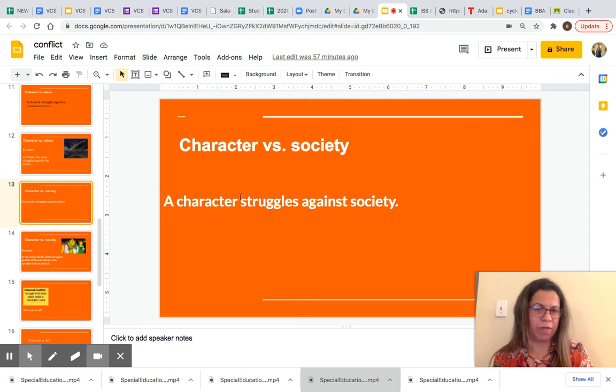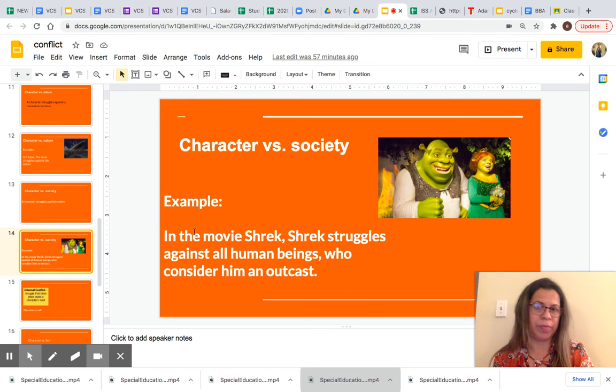And we also have character versus society. A character struggles against society. Example, in the movie Shrek, Shrek struggles against all human beings who consider him an outcast. As you can see here in this picture, this is an image of Shrek.